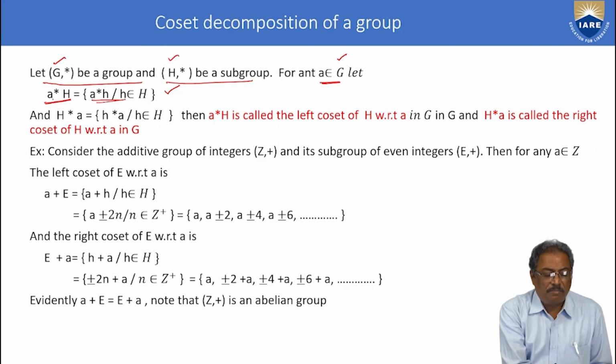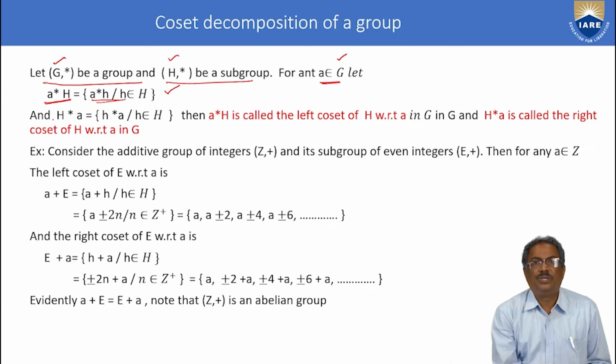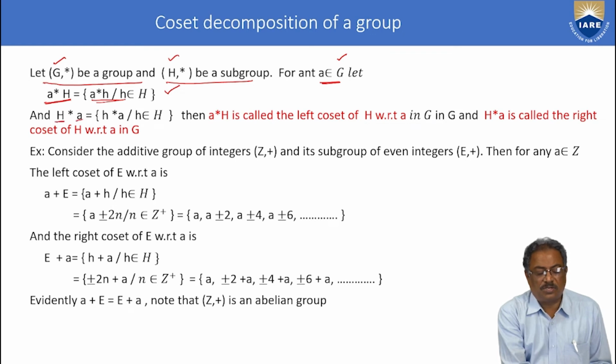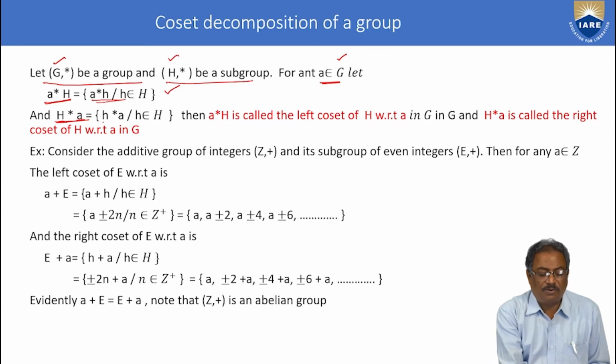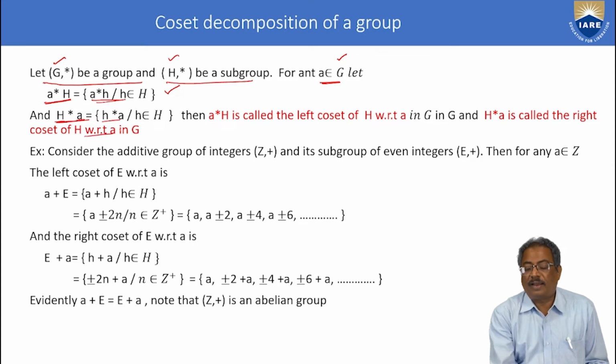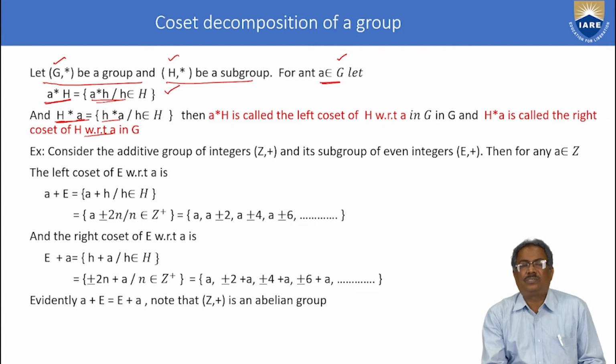In the same way, because we pre-multiply the elements of H with the element of G, it is nothing but a left coset. If I apply post-multiplication, post-operation, then we are just reversing that, so it is nothing but a right coset. So a coset means it is either a left coset or a right coset. Any one of these we are going to call a coset.